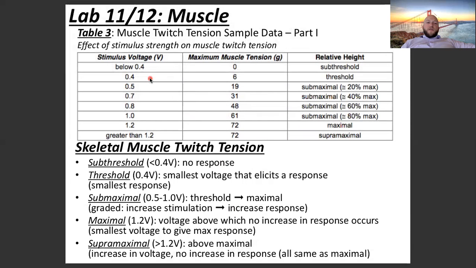So right here, you can see below 0.4, no tension, sub-threshold. 0.4 is the first voltage where we get tension, threshold. As we increase voltage, we get more and more force. And at some point, in this example 1.2 volts, we're going to reach our maximal response. Maximal response is the voltage at which, if you increase it, there's no increase in force generated. And that's because every muscle fiber is being recruited. Every muscle fiber is having a muscle action potential at this point. Every muscle is contracting at this point.